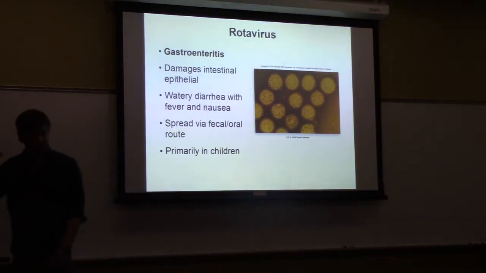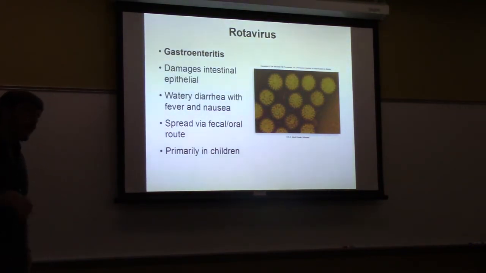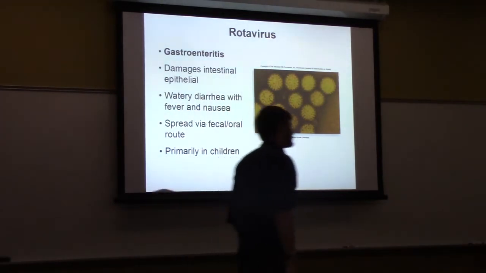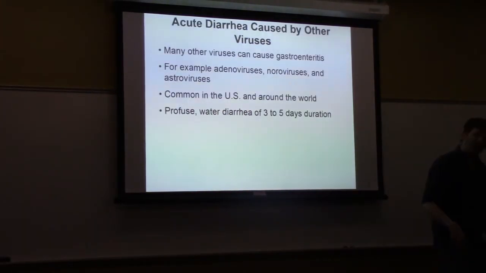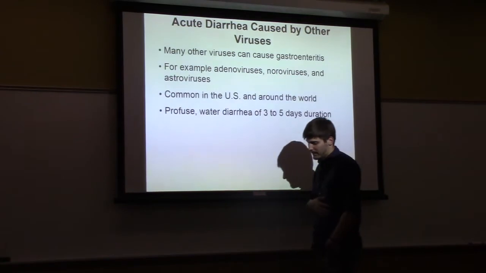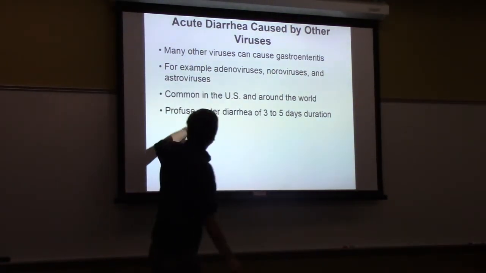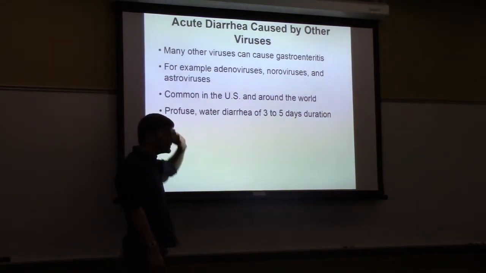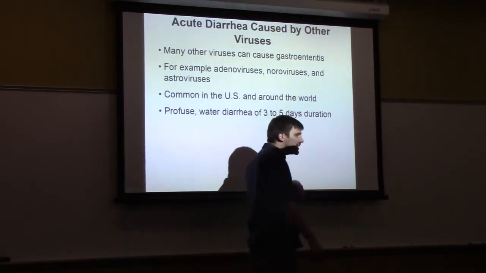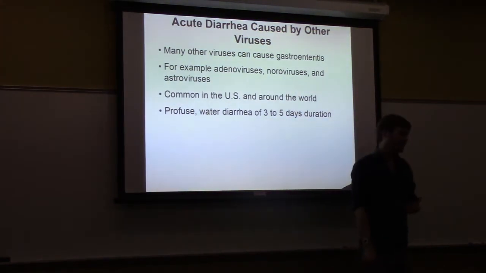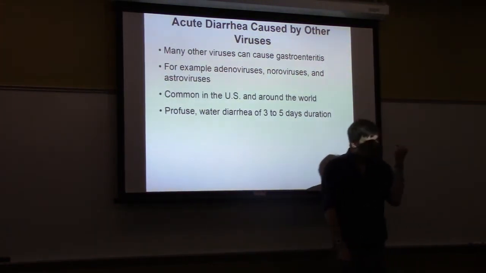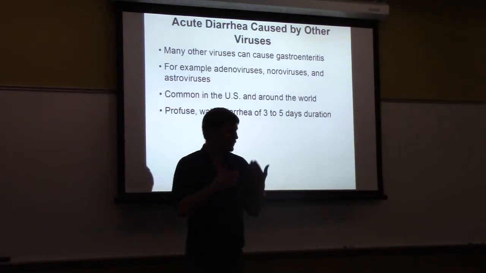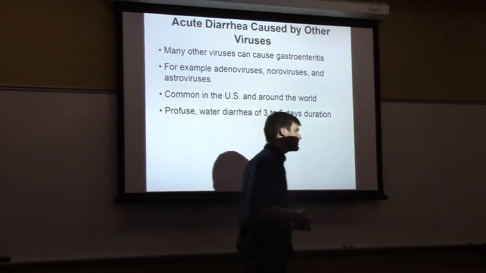It causes watery diarrhea with fever and nausea, and it's primarily seen in children. And that's because once we get this once, we develop immunity to it, and it's less likely for us to get it later in life. Okay? So it's mostly seen in children. However, there are many viruses that can cause gastroenteritis. These can be viruses in the adenovirus family, norovirus, or astrovirus. These are relatively common, and that's because it's hard to get rid of these guys from contaminated things, okay, especially water. Viruses are very tiny, so it's difficult for us to filter them out all the time. Okay? But again, we know how to segregate waste well enough that it's still relatively rare.